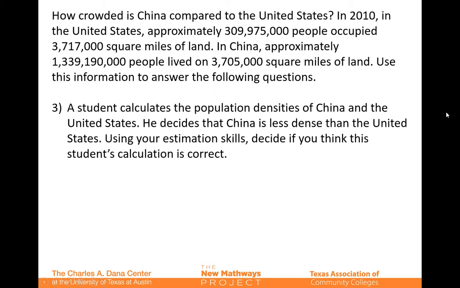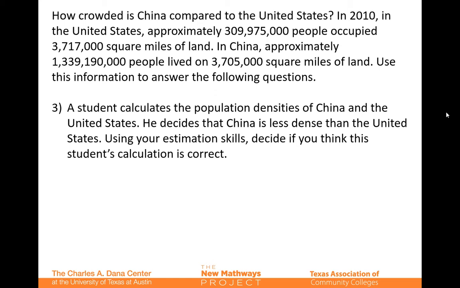So how crowded is China compared to the United States? In 2010 in the United States, approximately 309,975,000 people occupied 3,717,000 square miles of land. In China, approximately 1,339,190,000 people lived on 3,705,000 square miles of land. Use this information to answer the following questions.